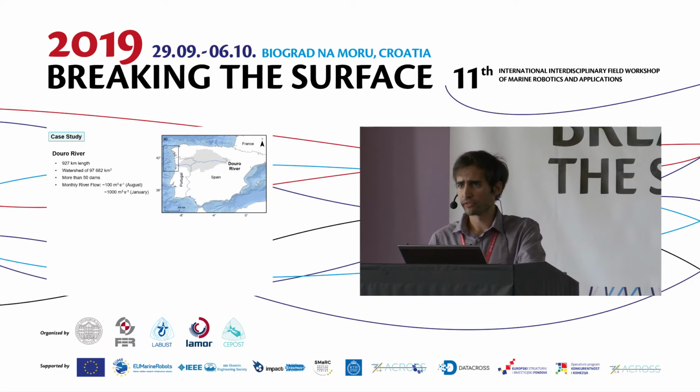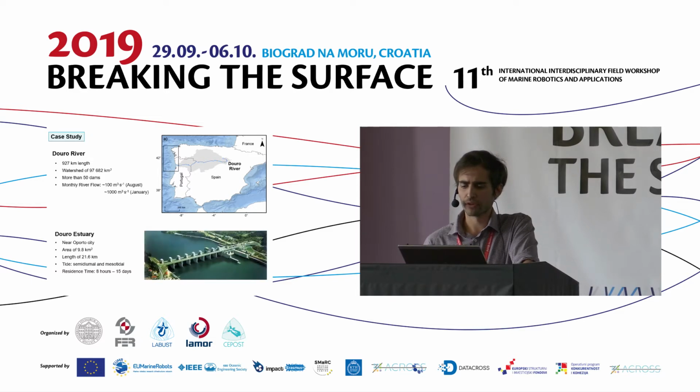So in the case of the Douro River, just a brief introduction. It is the third longest river on the Iberian Peninsula. The river flow is heavily regulated by dams, and its average monthly discharge is quite variable depending on winter or summer conditions. The estuary of the Douro River is located near the city of Porto, and the tide is semidiurnal and mesotidal. That means we have 2 high peaks and 2 low peaks during one day, more or less, and the tidal range is between 2 meters and 3.5, depending on the neap and spring tides.